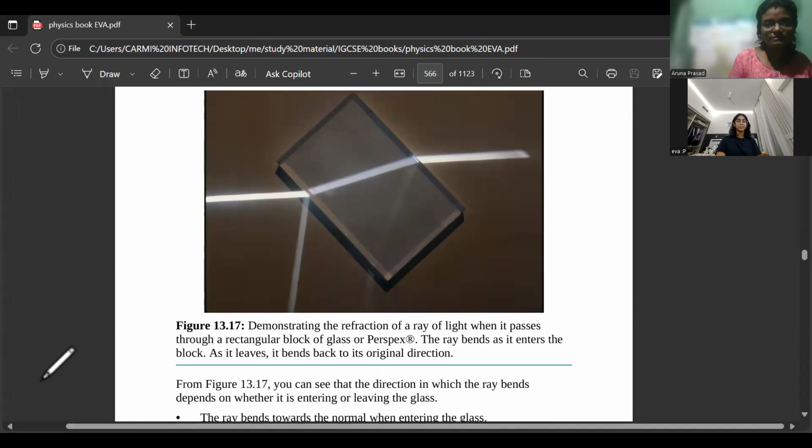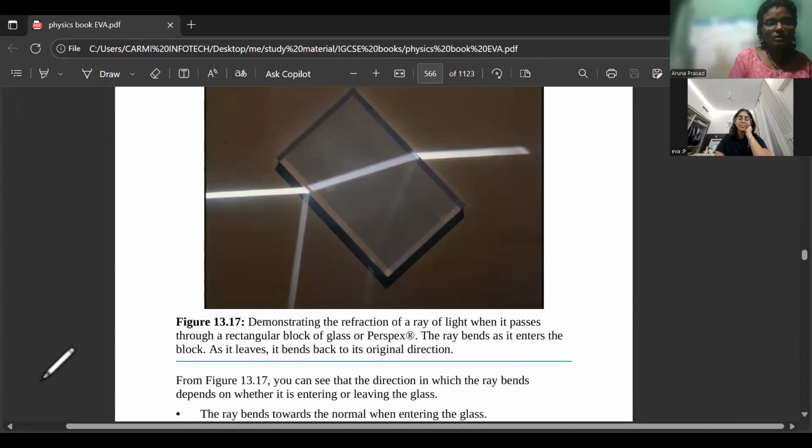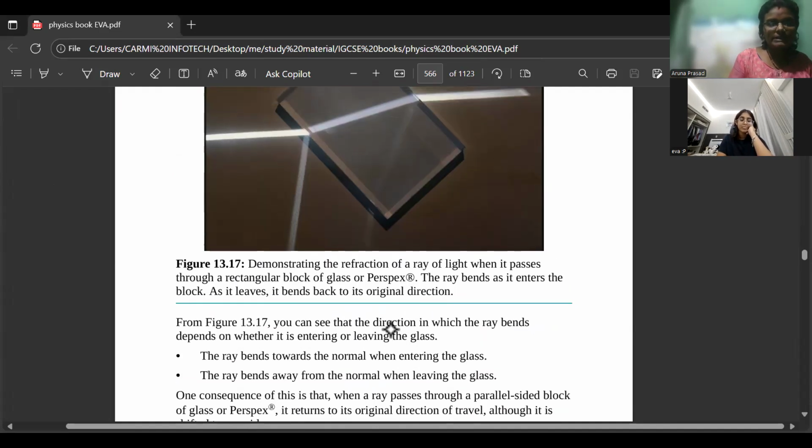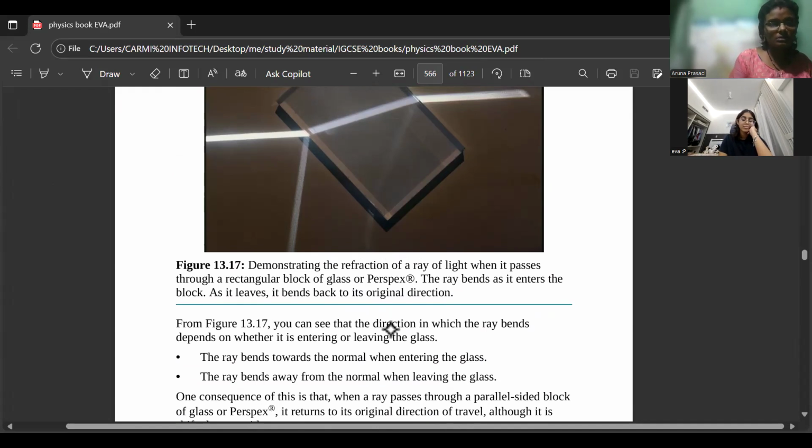See what they are trying to say. Now they are talking about the ray bends towards the normal. If this is the glass slab, this should be the normal, exactly making the 90-degree angle. Do you agree or any confusion in the normal? No, I get it. Okay, so this is 90-degree.